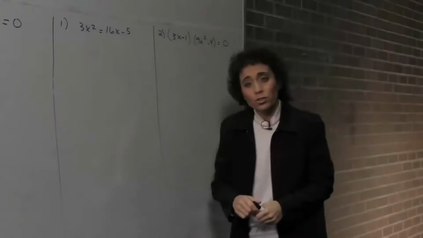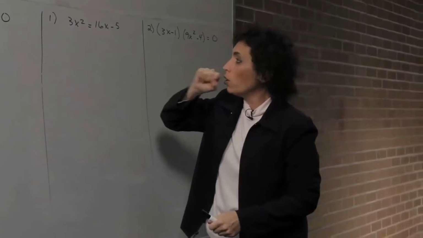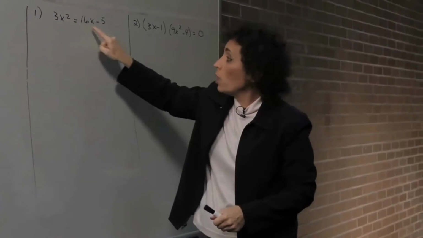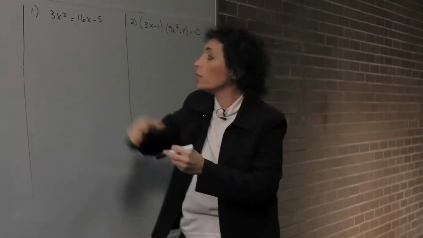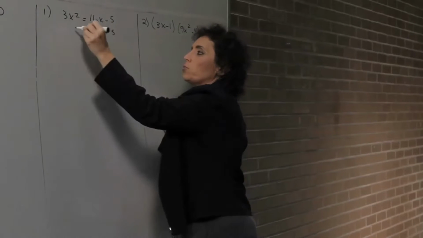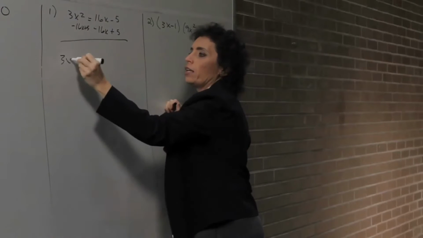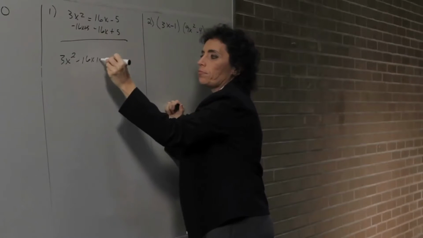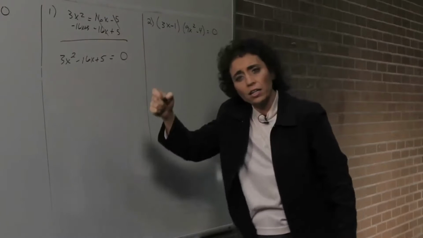All right, here we go. It was your turn. Let's see how you did. This first one, we see it's a quadratic because its degree is 2. We're going to set this to 0, because the degree is bigger than 1. So I'm going to subtract 16x, and I'm going to add 5. As soon as you move everything to the other side, all they do is change their sign, right?